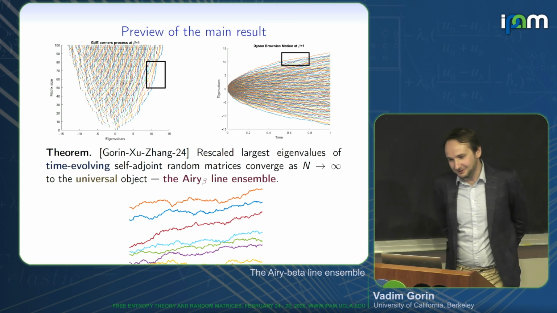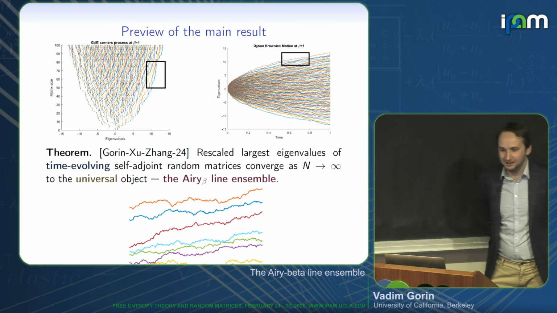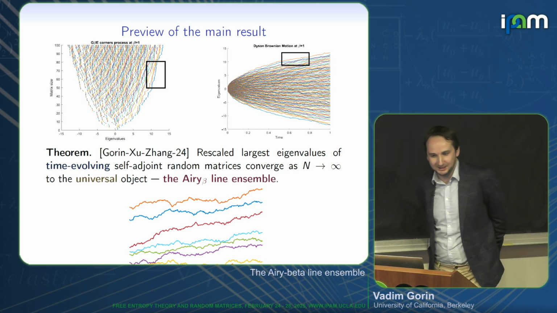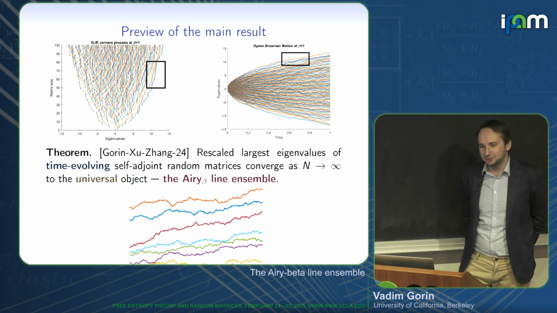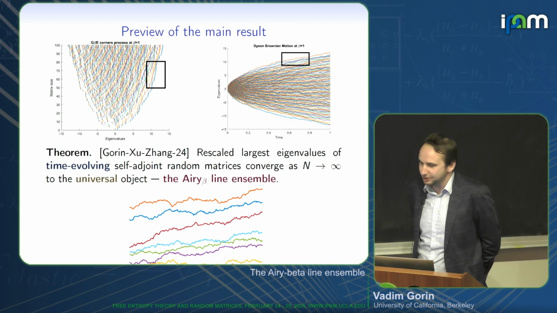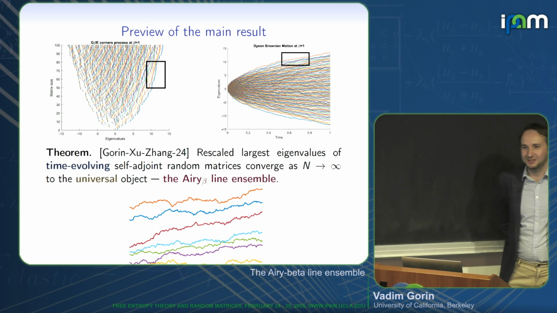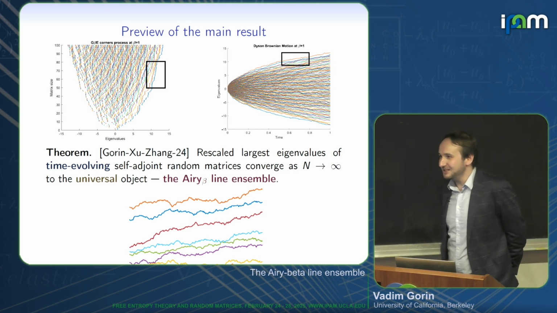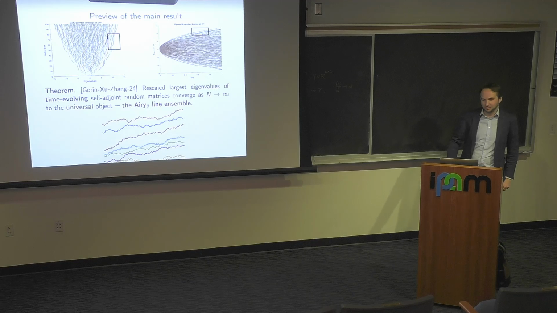This theorem, if you want to put it in short, says that rescaled largest eigenvalues of time-evolving self-adjoint random matrices converge as n goes to infinity to a single universal object, which is called the Airy-beta line ensemble. I don't expect that you understand all the words right away, so the point of the talk will be to explain in more detail what this theorem is about and what the Airy-beta line ensemble is.